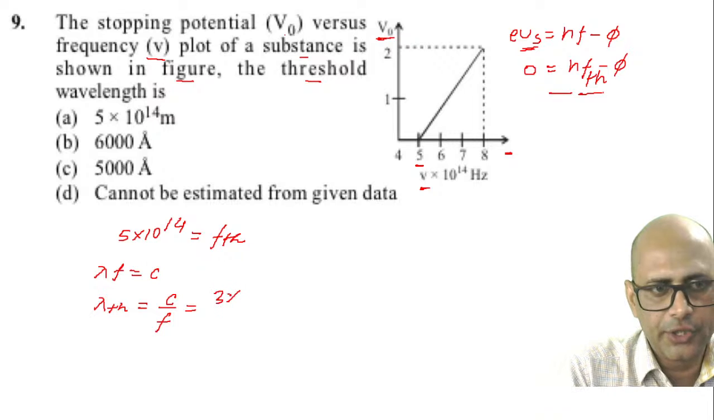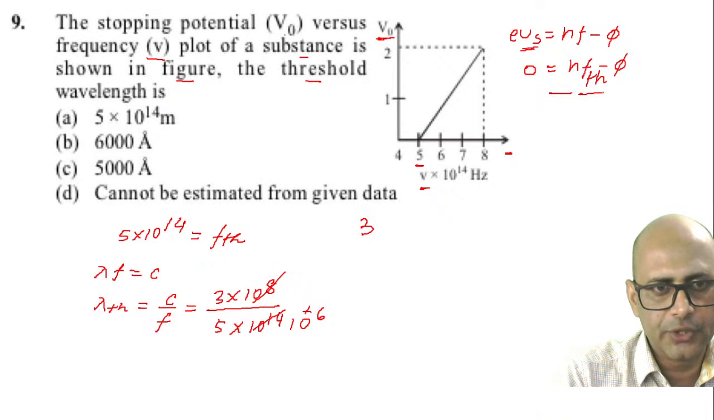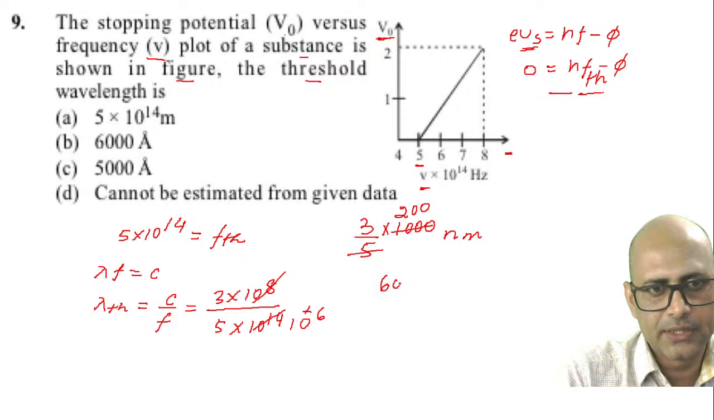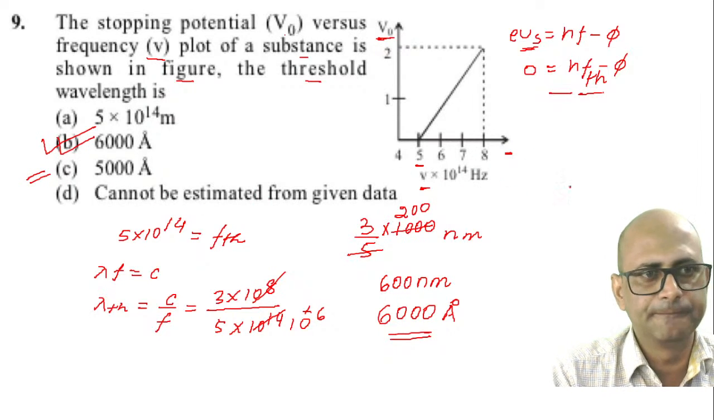So it will be 3 into 10 to the power 8 divided by 5 into 10 to the power 14. If you cancel it, it will be 10 to the power minus 6, and if you take it up, it will be 3 by 5 multiplied by 1000, you will get nanometer. So that will be 600. So your answer will be 600 nanometer or 6000 angstrom. So your correct answer is B. Hope this explains your question.